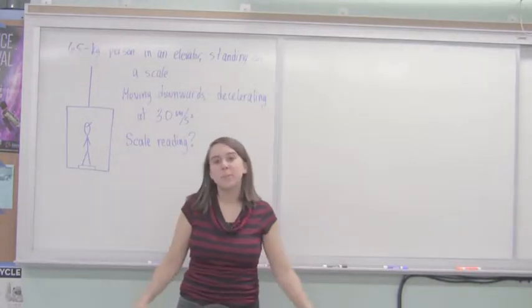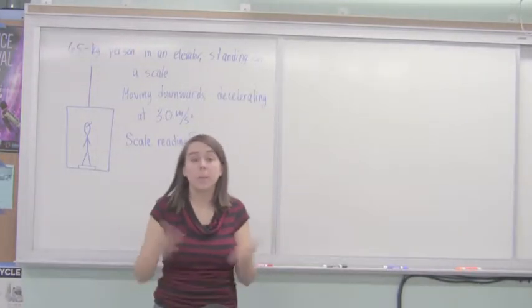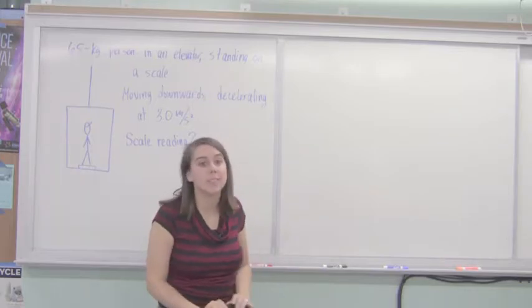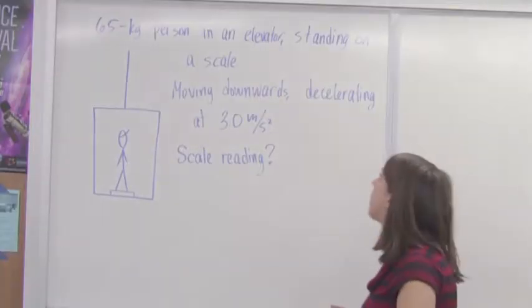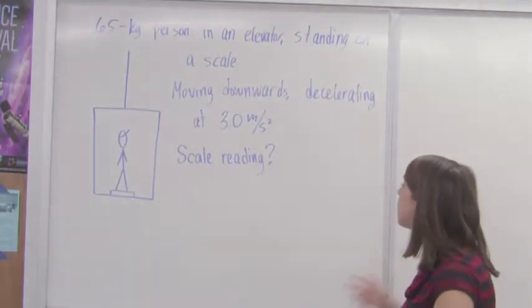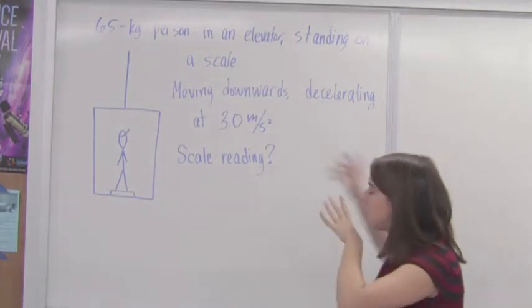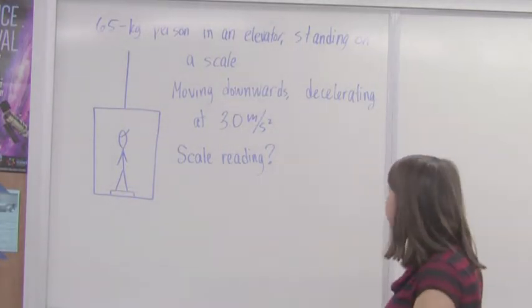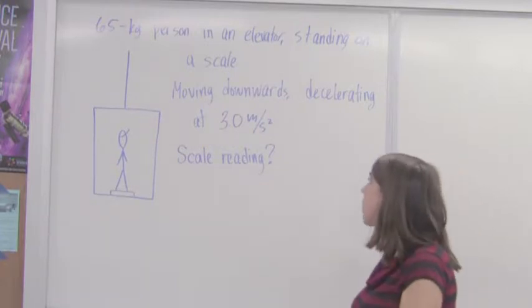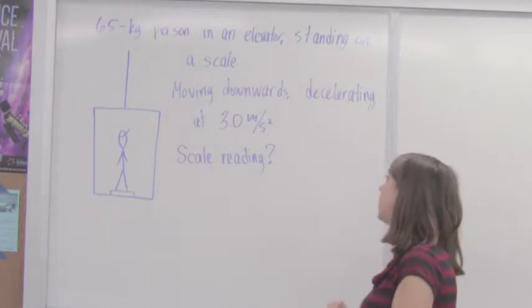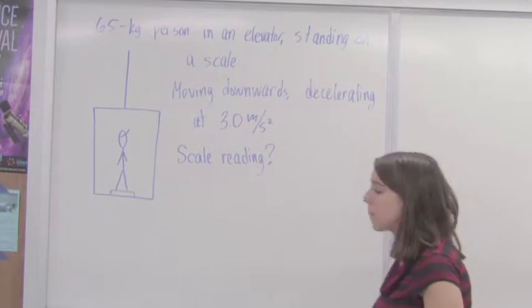Hello! Today I'm going to do a Newton's second law free body diagram type of problem, so let's get started. We have a 65 kilogram person in an elevator standing on a scale. The elevator and the person and the scale, the whole system, is moving downwards, but it is decelerating at 3.0 meters per second squared. We want to figure out the scale reading.